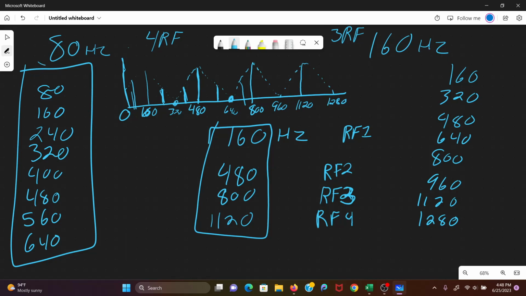So if you got the 80 hertz question, your graph is going to stop here. That's it. You don't have the rest of this going on. If you got the 160 hertz question, your graph is not going to include all the little guys. So 160 is there, 320 is not, 480 is there, 640 is not, 800 is there, 960 is not, 1120 is there, 1280 is not. That's what your graph is going to look like.